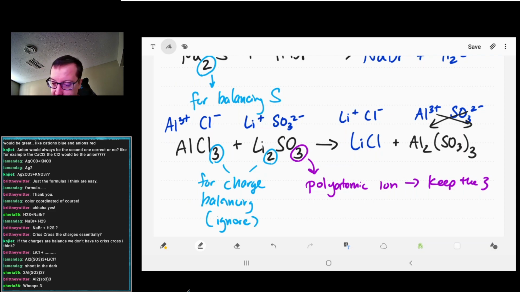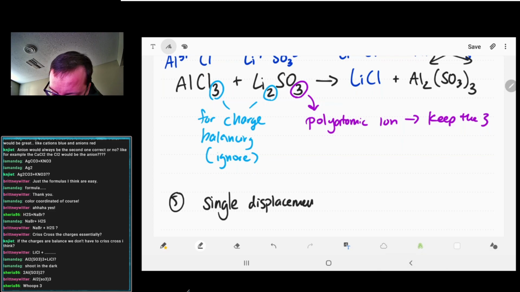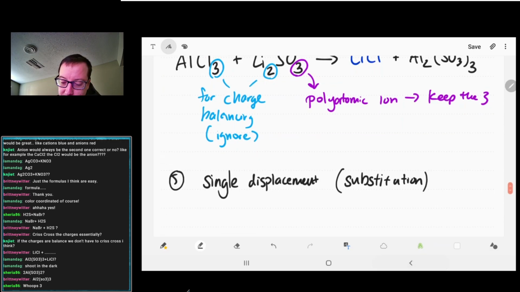I'm going to introduce our last one, which is a little bit easier than the other ones that we've seen. Or rather, easier than double displacement. It's a little bit harder than the other ones we've seen, but easier than the other one. And this is just going to be single displacement, which is also known as substitution. You might also see this as single replacement. Again, same thing, or substitution.